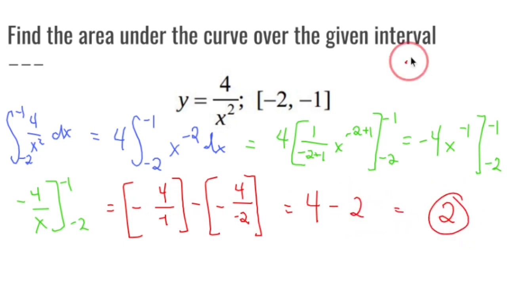So that little picture that I gave you, where we were focusing on what's happening here, that little chunk that's filled in right there has an area of 2, and that's how you find the area under a curve.